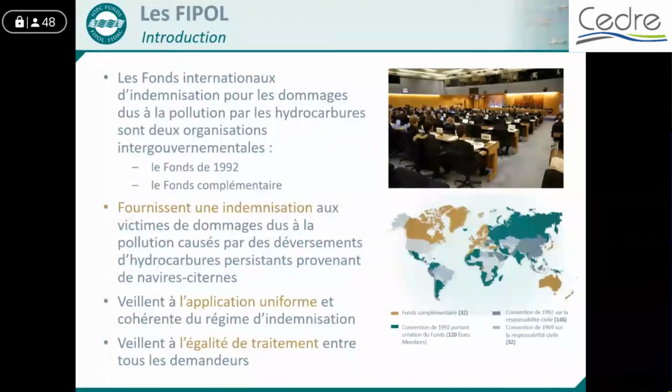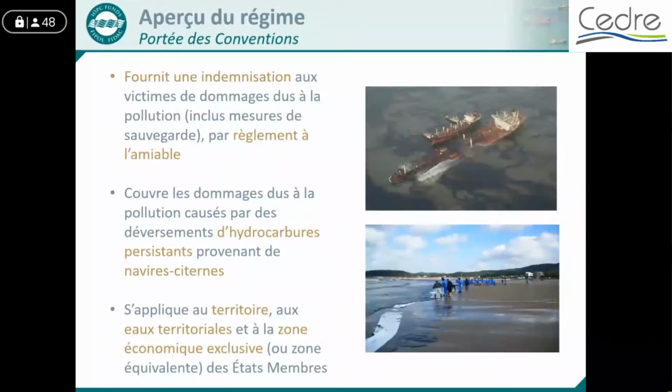When you look at the map, there are numerous states and countries which are members of it. In gold, you see members of the Supplementary Fund. In green, it's the 1992 Fund. The idea is to ensure that all claimants receive equal treatment and that there wouldn't be any preferential treatment being applied.